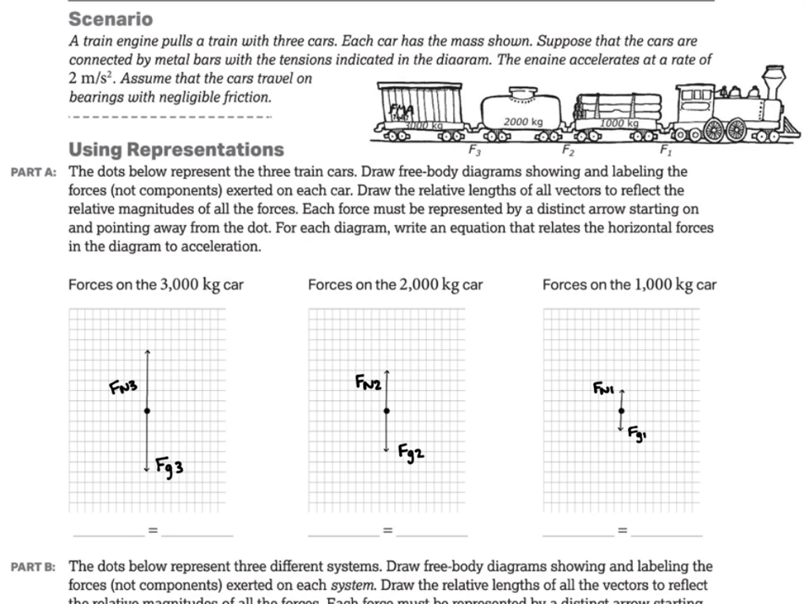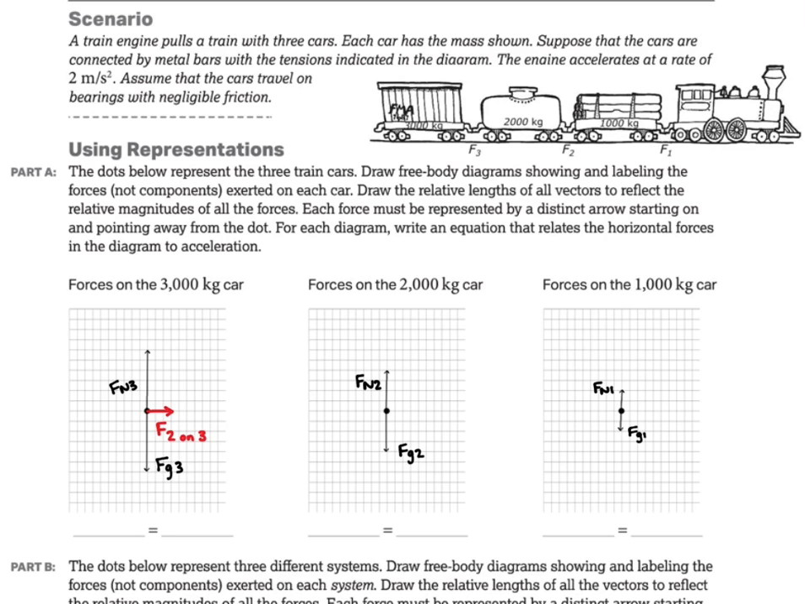On our caboose, they've called it F3, but I would like to be more formal here. I would like to call this the force of train car number 2 on train car number 3. So if we go in order, there's the engine car, then there's train car 1, then train car 2, then train car 3. So 3 is getting pulled forward by train car number 2.